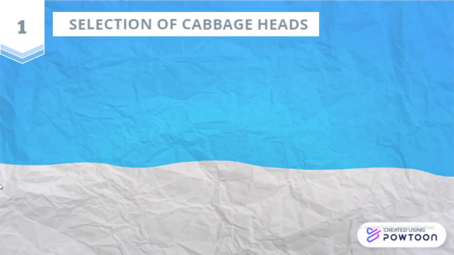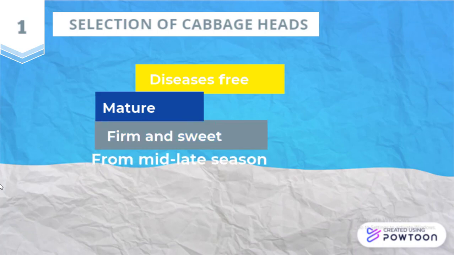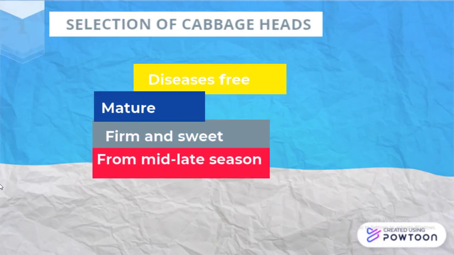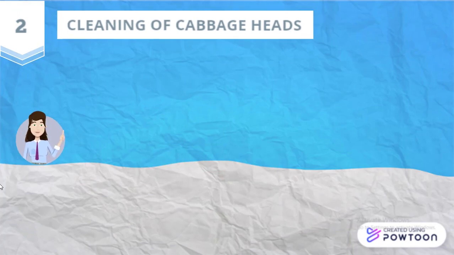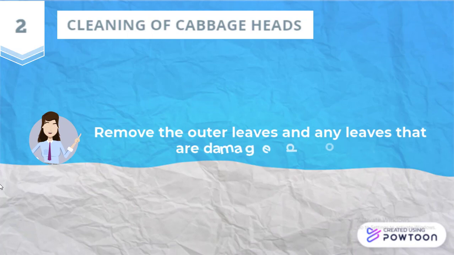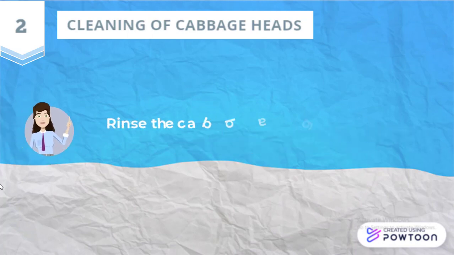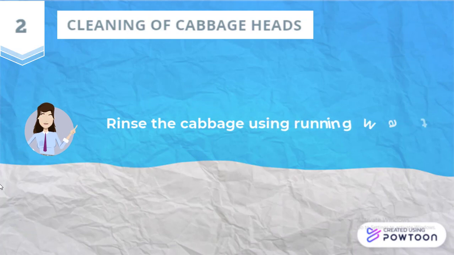First is selection of cabbage heads. The criteria for cabbage head selection are disease-free, mature, firm, and from mid to late season, as it will ferment well. Second is cleaning the cabbage. When making sauerkraut, it is necessary to remove the outer leaves, and if you are the type of person to wash your veggies, it is suggested to rinse the cabbage with running water.